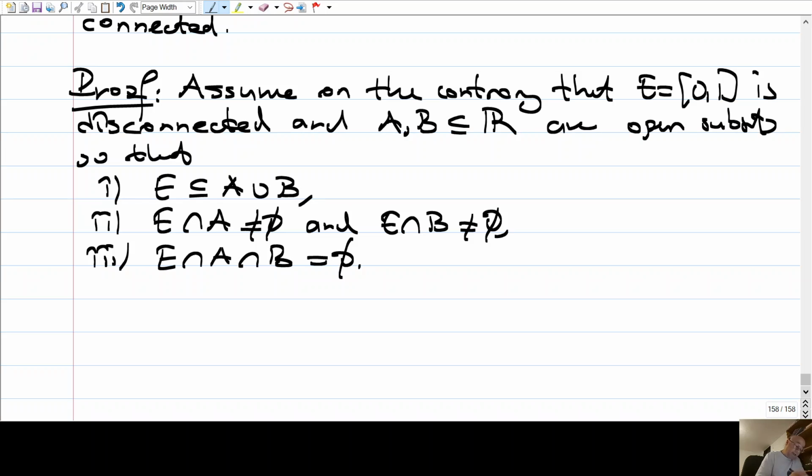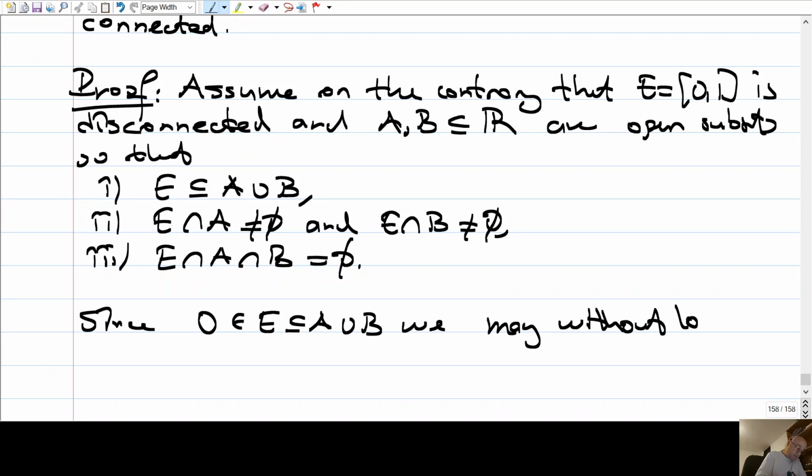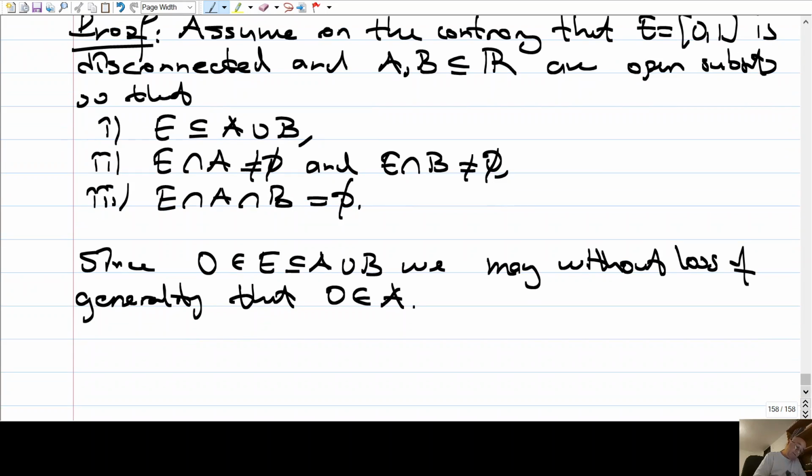Okay, let's start with the endpoint 0. Since E is a subset of A union B, and 0 is in E, 0 is either in A or in B. We may assume, without loss of generality, that 0 is an element of A. It can be an element of B also, maybe both, but it is inside one of them, so let's say that 0 is an element of A. All right.